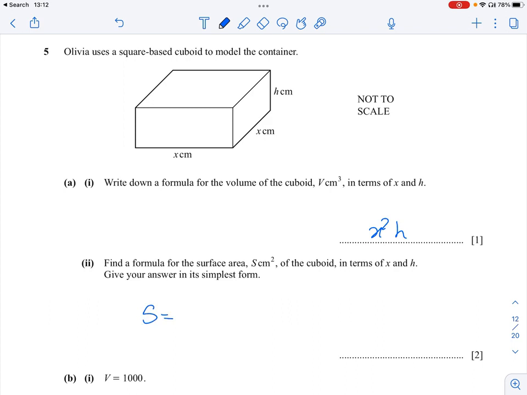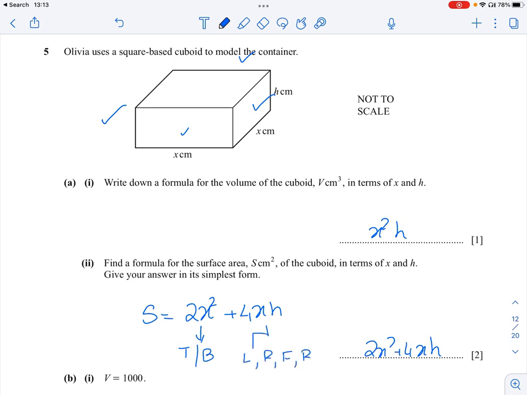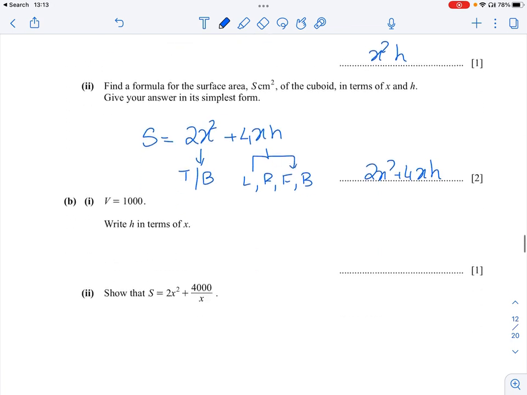S equals to. How many? Base is x square and top is also x square, whereas left is xh, right is xh, front is xh and back is xh. So there are four sides. So it's going to be 2x square plus 4xh. This is for top and bottom, and this is for left, right, front, and back. Four sides. V equals 1000. Find h in terms of x. V equals 1000. So 1000 equals nothing but how much? x square h. So h equals 1000 upon x square.